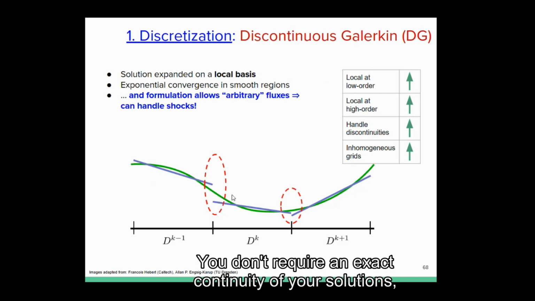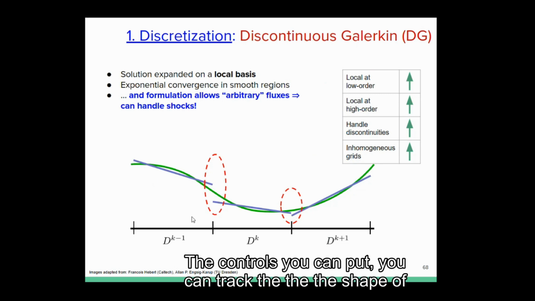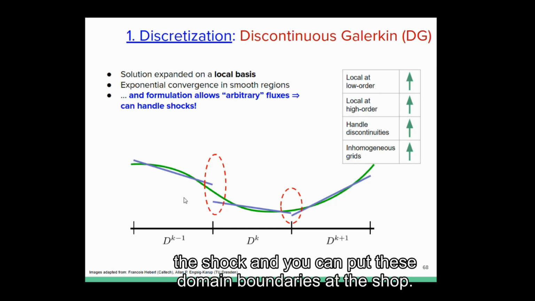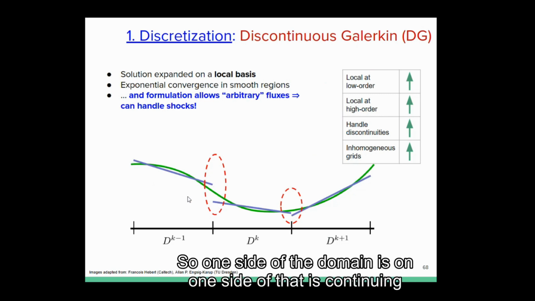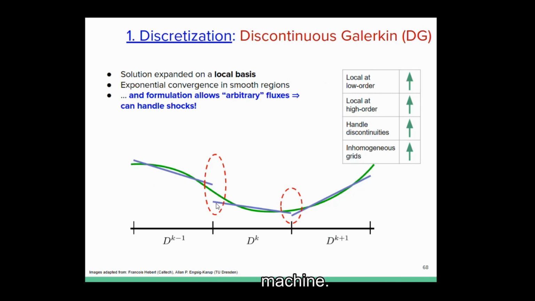And you can have approximate information flow from here to here. You don't require exact continuity of your solutions, which means you can handle shocks. You can track the shape of the shock, and you can put these domain boundaries at the shock. So one side of the domain is on one side of the discontinuity and the other is on this side, and that will still work using discontinuous Galerkin methods.